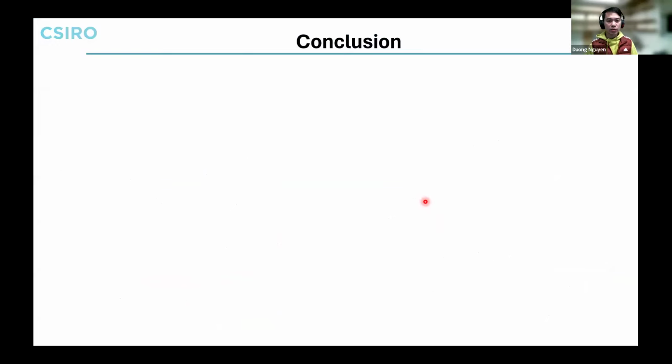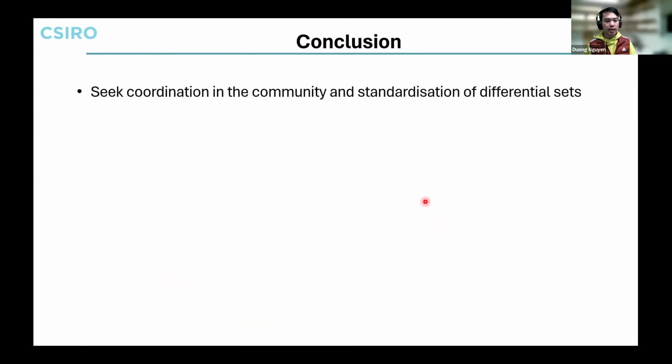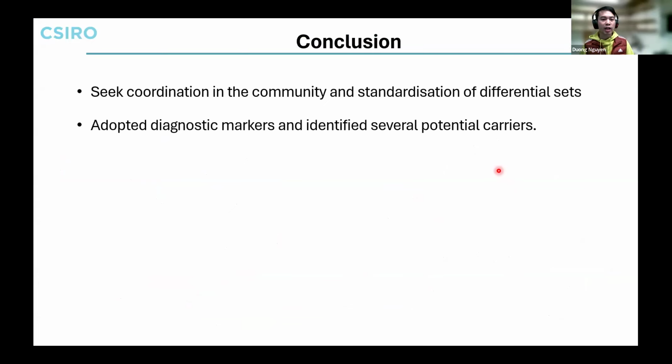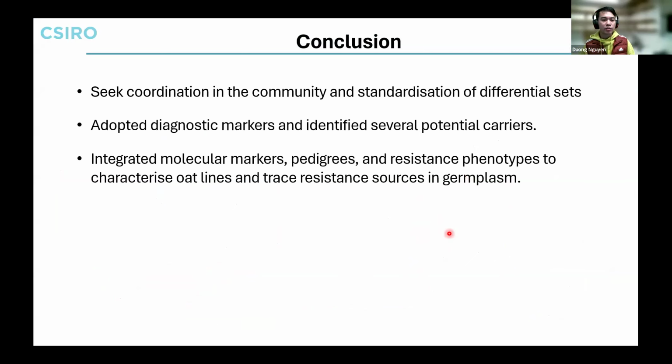And now I'd like to conclude about the findings in this project. So far, we would like to seek some correlation in the community to try to standardize a differential set that could be used for pathotyping. The second thing is that we have adopted a number of different markers which are diagnostic, and have been able to identify several potential carriers. And the third is that we have used an approach of using molecular markers, pedigree, and resistance phenotype to characterize the lines, and we have checked the resistance source in the germplasm.